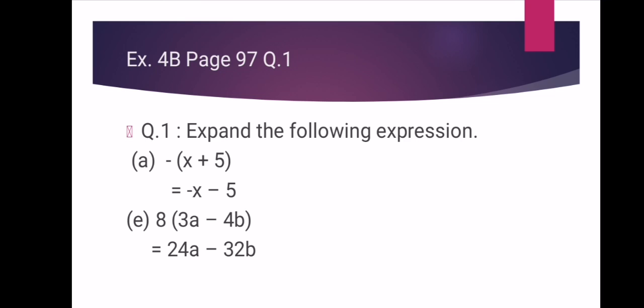Now if you look at part E, 8 is there outside the bracket, and within the bracket we have an algebraic expression 3a minus 4b, and we have to apply here once again the distributive law, according to which the number outside the bracket is to be multiplied by both the terms inside the bracket. So 8 times 3a is going to be 24a, and then 8 is to be multiplied with the second term also, so minus 32b, because 8 fours are 32. So this is the expanded form of this given expression.